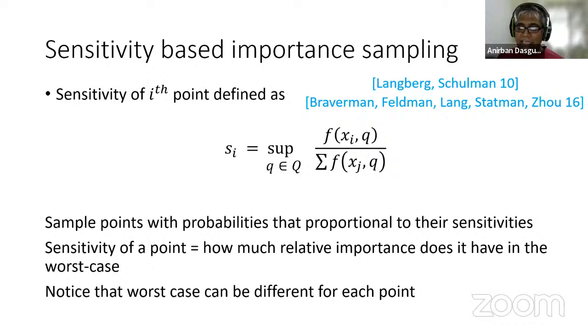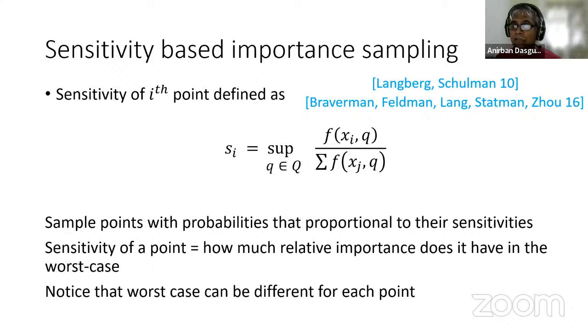I'll repeat that again. Let us calculate the fractional contribution of this point to all potential queries, right? The fractional contribution out of all the points, that I contribute 1 by nth fraction, you contribute 1 by 10th fraction, etc. of the total cost. Is there a query for you for which this fractional contribution is large? And the maximum of these fractional contributions is what I define as your sensitivity, right?